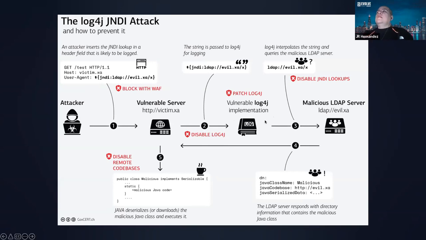So the log4j resolves it and actually does the LDAP query to the malicious LDAP server, which we control as the bad guy. The LDAP server recognizes the query and returns the object that log4j asked for, which in this case would be like X, right? Which was a Java object in this case.